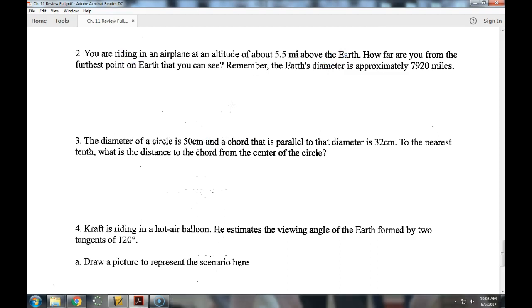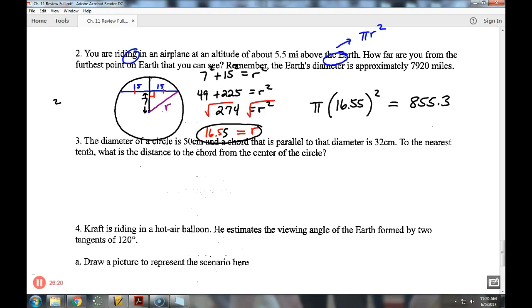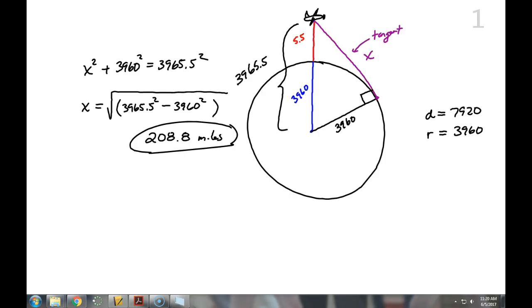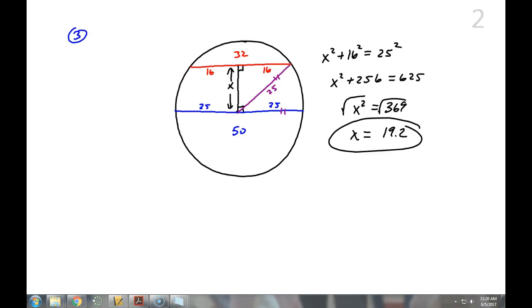All right, last question, number 4. It's got a few different parts to it. So actually, let's see, we did that last one. So I'm going to go off the grid here for number 4, where I can give myself a little bit more room. It says Kraft is riding on a hot air balloon. He estimates the viewing angle of the Earth formed by two tangents at 120.